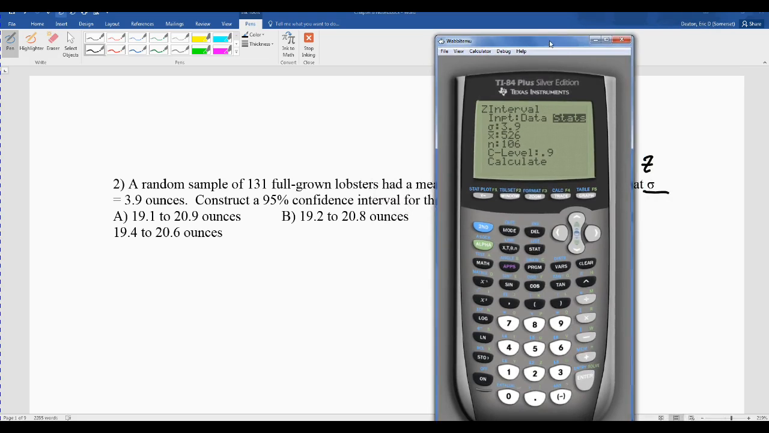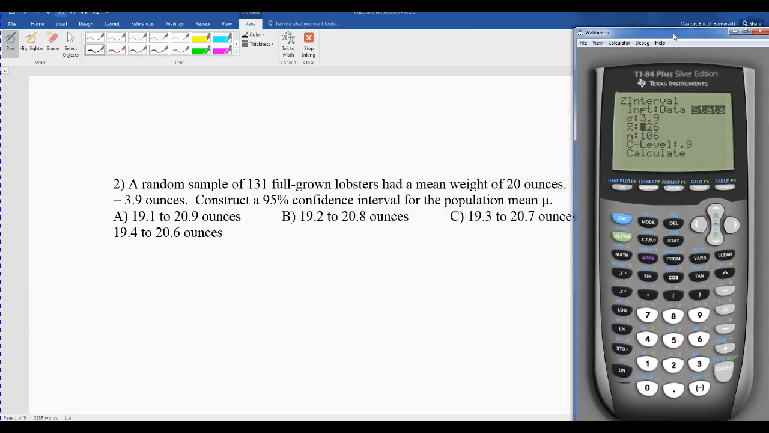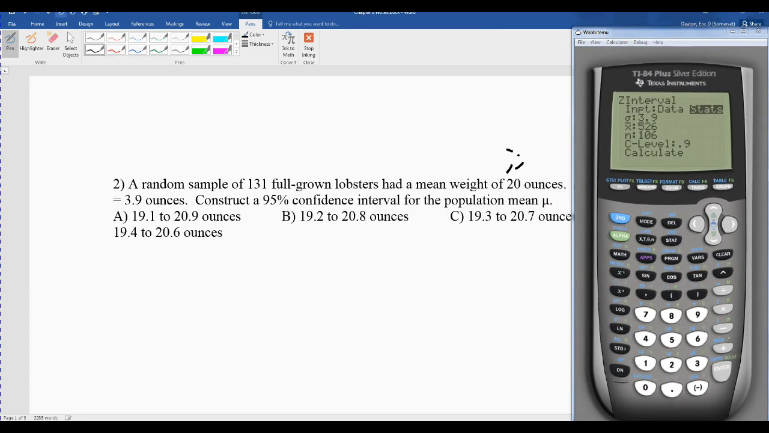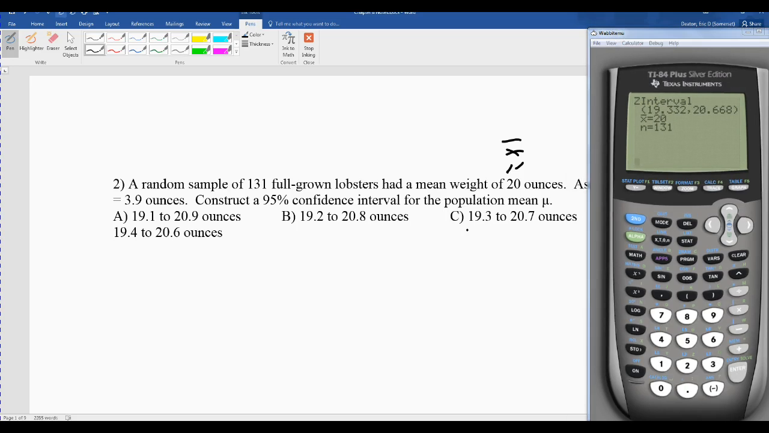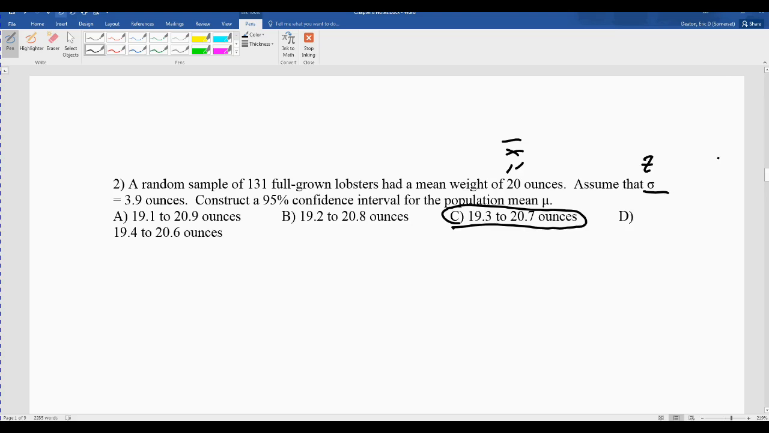X bar, I have to look. The sample has a mean weight of 20. Well, this is our X bar. The sample size is 131. And their confidence level is 0.95. Enter, enter. And we see 19.3 to 20.7. So this is our answer, C. Let me see if that's it.